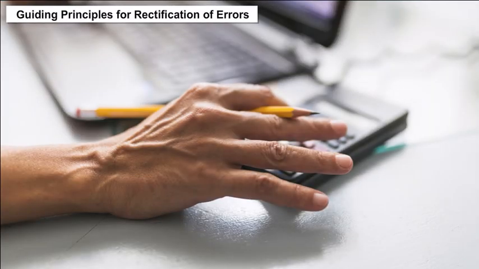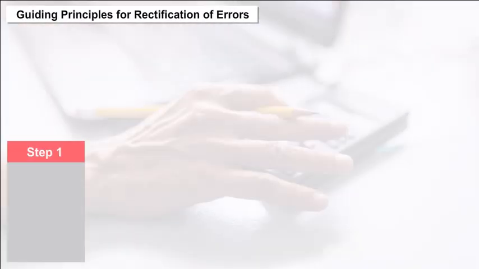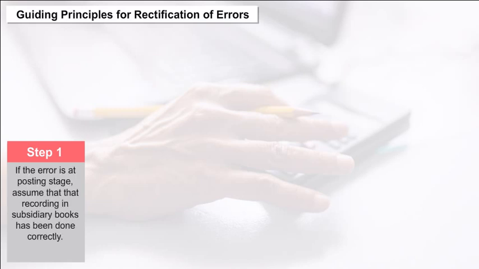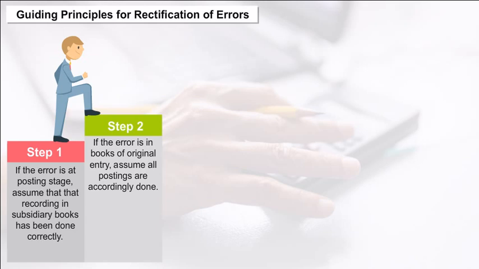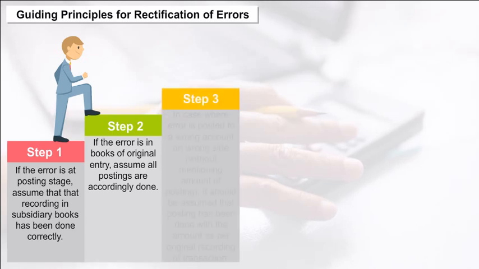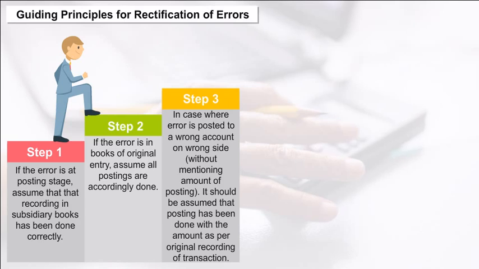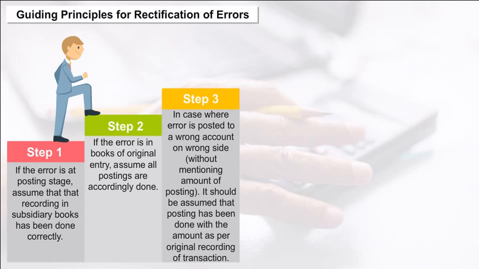Guiding principles for rectification of errors. 1. If the error is at the posting stage, assume that the recording in subsidiary books has been done correctly. 2. If the error is in the books of original entry, assume all postings are accordingly done. 3. In case the error is posted to a wrong account on the wrong side without mentioning the amount of posting, it should be assumed that posting has been done with the amount as per the original recording of the transaction.